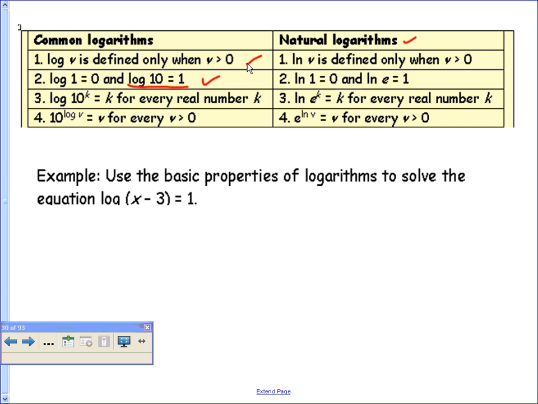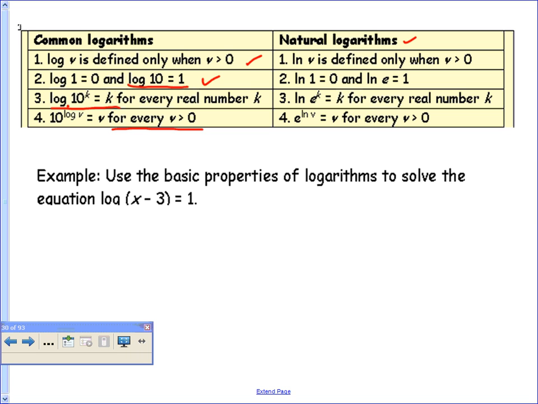Right. And then your third one here is log of 10 raised to the k is equal to k for every real number. And again, that's because you have this base of 10 raised to the k, so it's going to be k is equal to k in that case. And the fourth one, 10 raised to the log v is equal to v, for every v greater than or equal to 0.